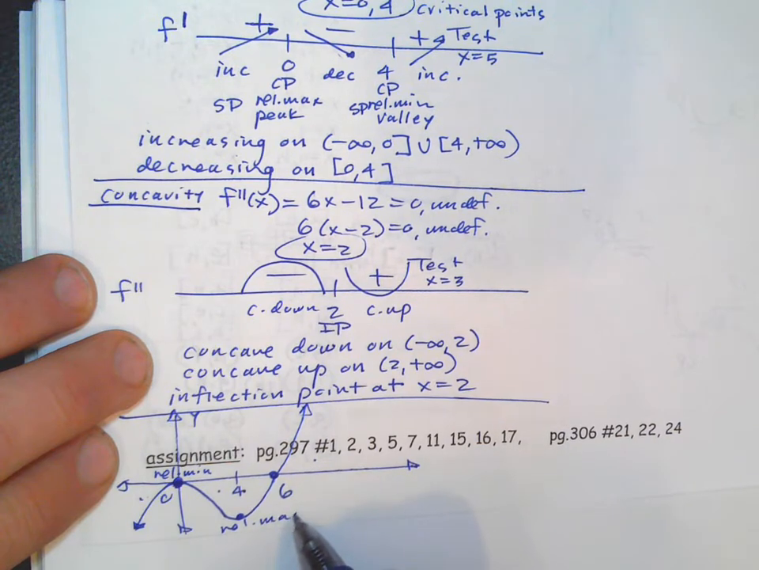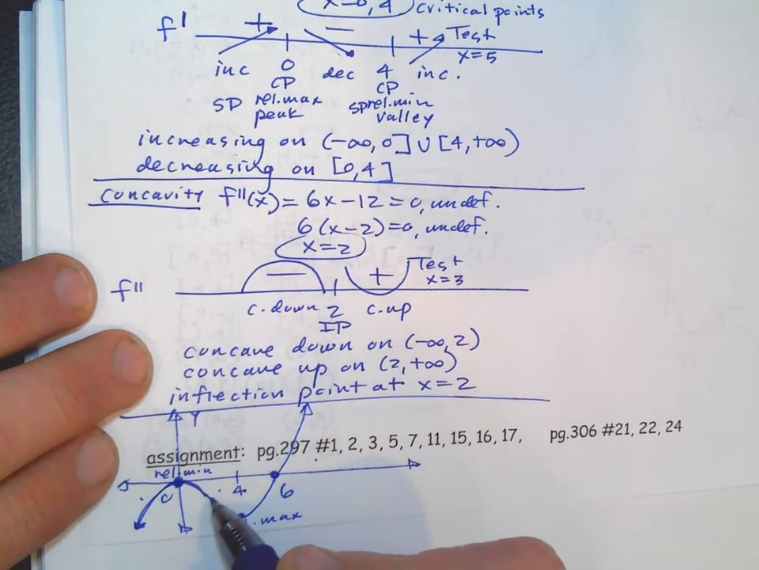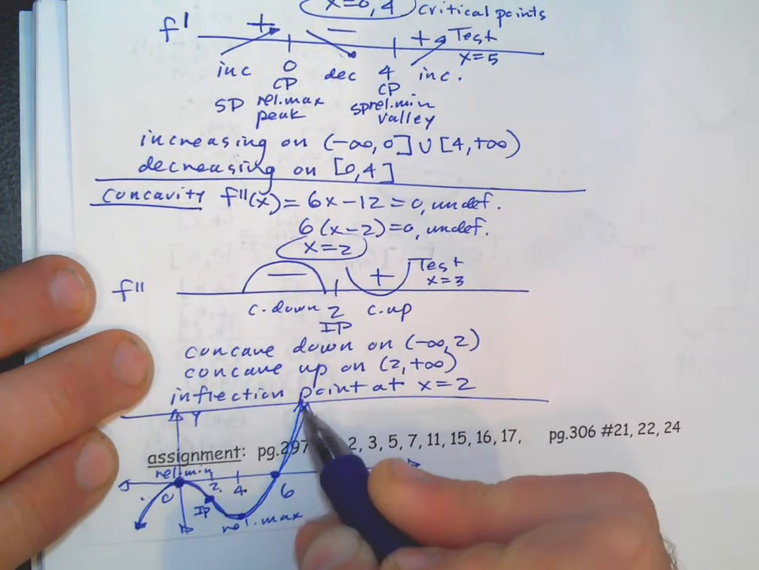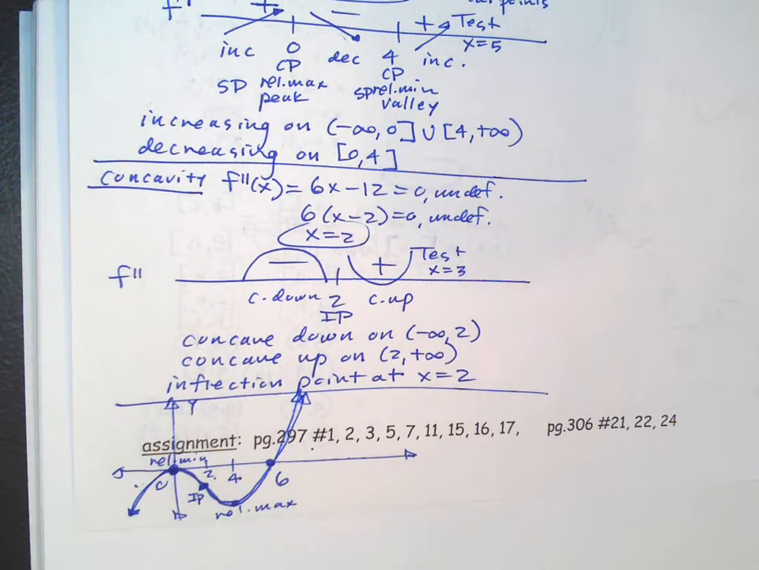And it's concave down up until this point 2. There's an inflection point here. And then it's concave up the whole rest of the way. So we can kind of get a rough sketch of the graph from all this information.